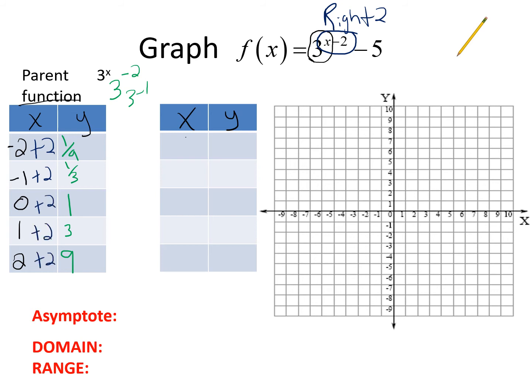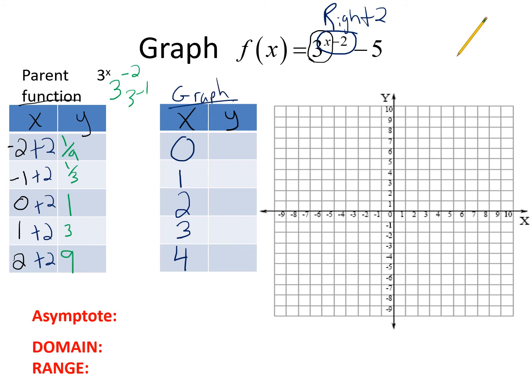-2 plus 2, I get 0. -1 plus 2, I get 1. 0 plus 2, 2. 1 plus 2, 3. 2 plus 2, 4. There's my x values on my table that I'm going to graph. Okay.